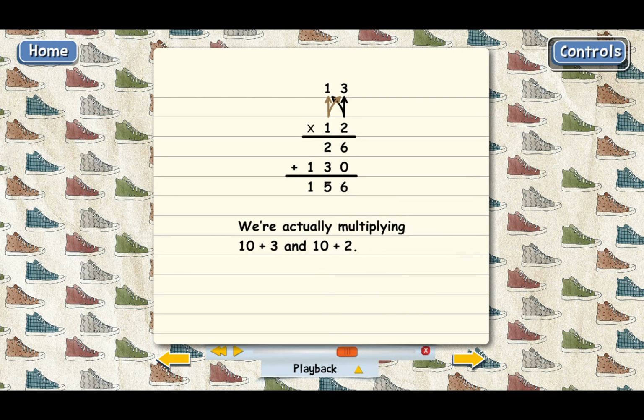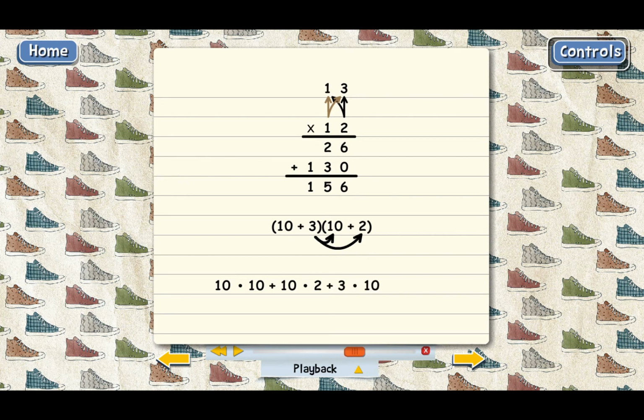And we could actually multiply 13 and 12 using parentheses like this. See, we just write 13 as 10 plus 3 and 12 as 10 plus 2. And then all we do is multiply each of the numbers in the first parentheses by each of the numbers in the second. We multiply this first 10 by this 10 here, and then we multiply it by the 2. Here's 10 times 10, and then 10 times 2, and these are added. And next we multiply 3 by the 10 and the 2 in the second parentheses. Here's 3 times 10, and then 3 times 2, and then we add them.